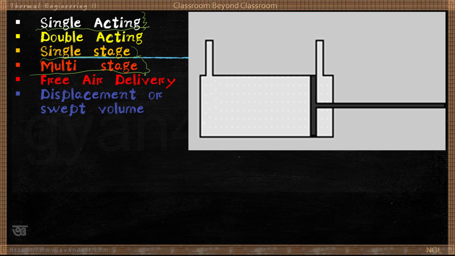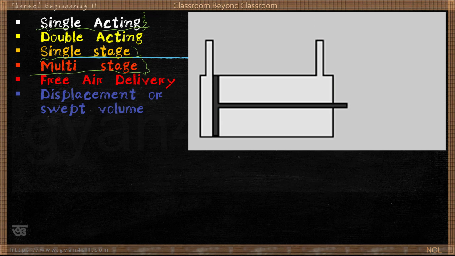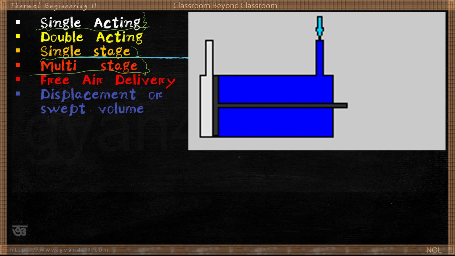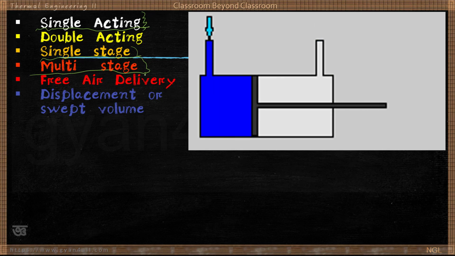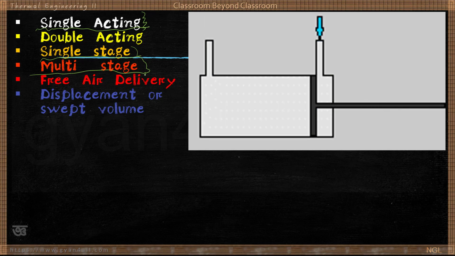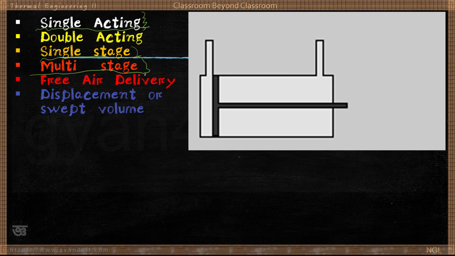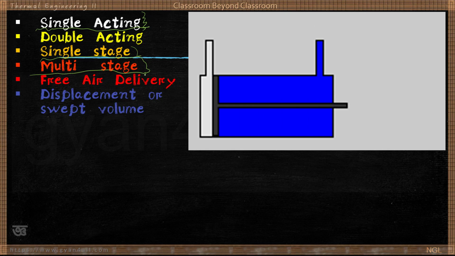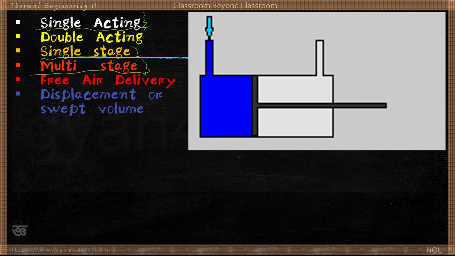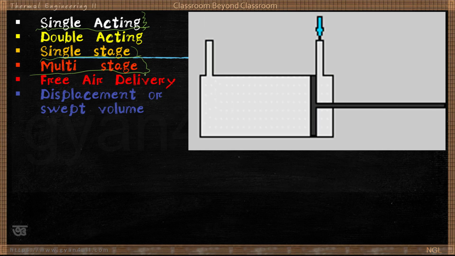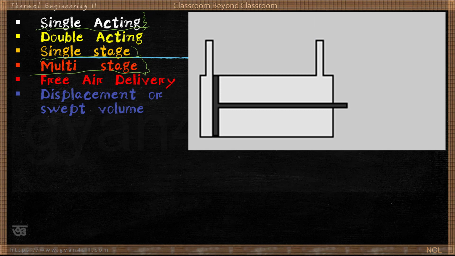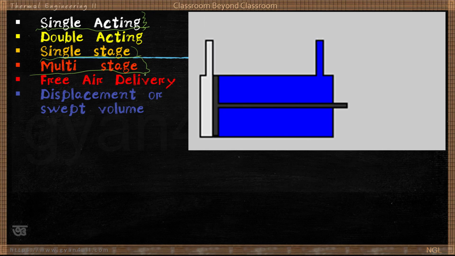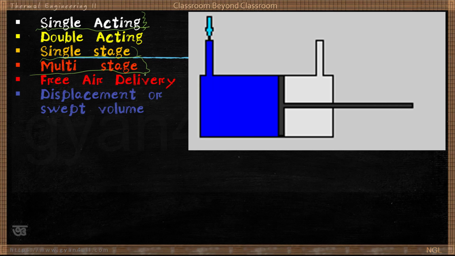You see, that blue thing is, say, air. Air enters at one end, and in the next row, air enters at the other end. So this way it will give more compressed air, because the power used is utilized for compressing on both ends of the piston. That is why it is double acting.